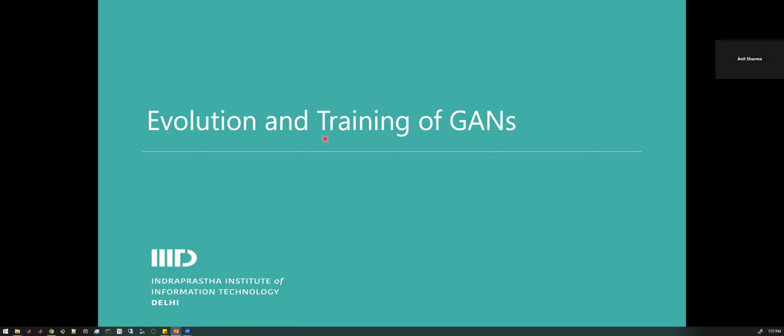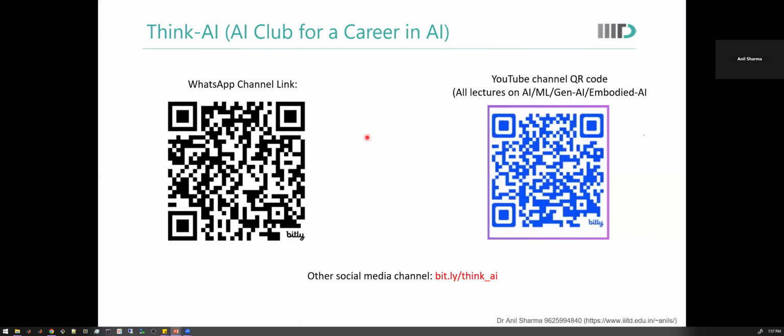Today, we'll be talking about evolution and training of GANs. We have seen in the previous lecture how good GANs are in generating realistic images. So today, we'll be talking more about GANs and how we can train them.